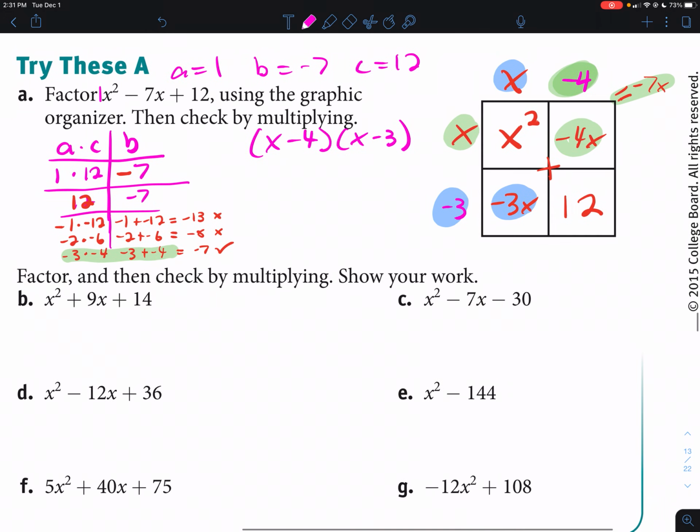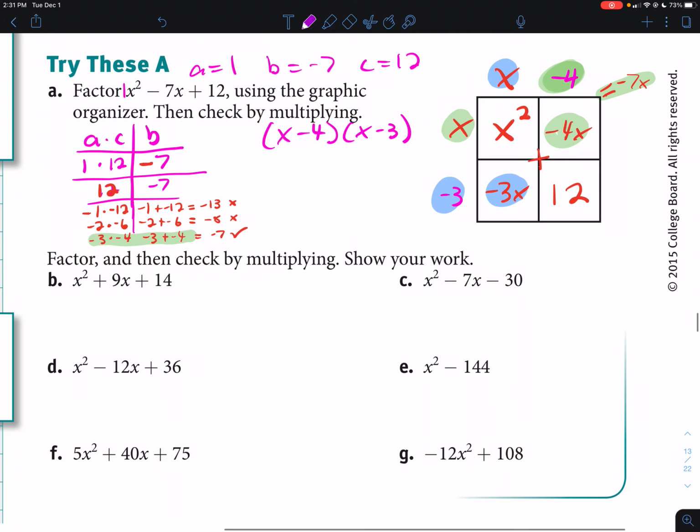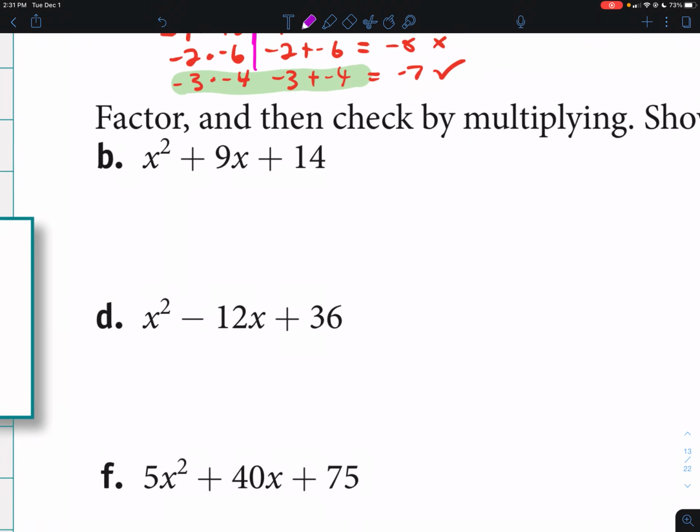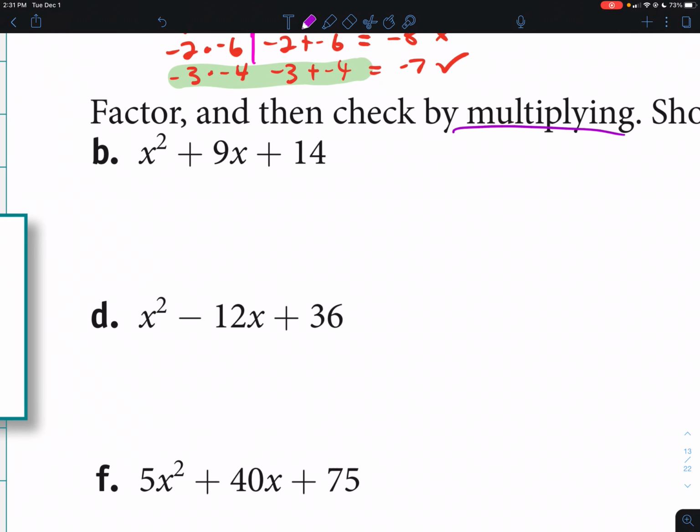So right now these are the simple problems. You might be tempted to rush through it and just write the answer, but I want you to practice using the boxes. There's also another way that I might show y'all later, but I kind of want to stick to one method to prevent too much confusion. Okay, so now we're going to do these examples. Factor them and then check by multiplying.